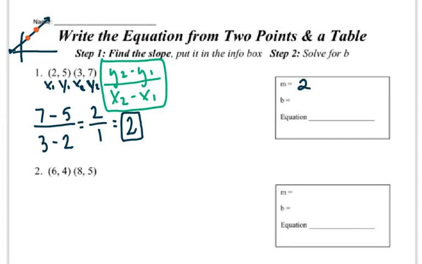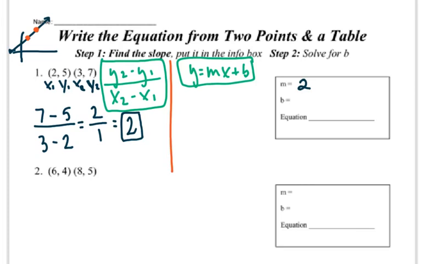So we are halfway done. We now have the slope of our line. Now that we have our slope, we need to find our y-intercept. What we did to find the y-intercept is we used the equation y equals mx plus b. So we use the slope-intercept form to be able to solve for b.